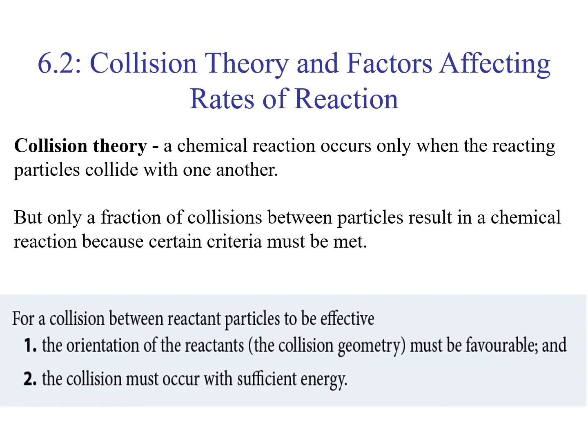For a collision between reactant particles to be effective, first, the orientation of the reactants, called collision geometry, must be favorable, and second, the collision must occur with sufficient energy. If these two criteria are met, we say that the collision between reactant particles has been effective. However, if even one of the two criteria is not met, the collision is considered ineffective.